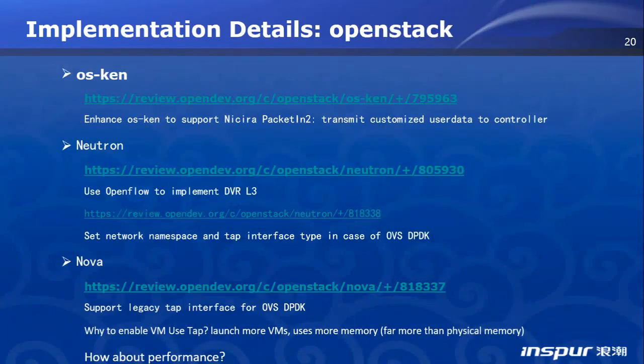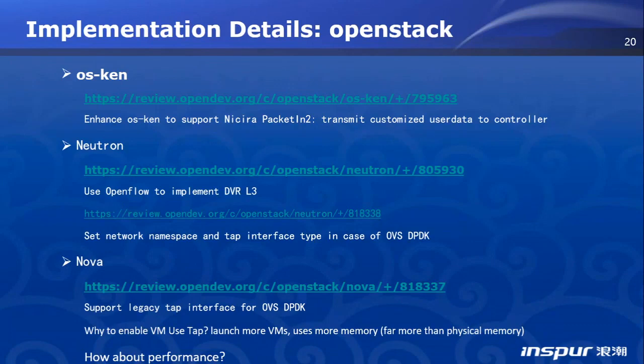For the OpenStack part, we enhanced OS-Ken to support the serialized packet-in too. This is used to support user data in the controller action. OS-Ken is a Python-based SDN controller. The Neutron OVS agent uses it. For Neutron, we implemented layer 3 routing, floating IP, SNAT, and floating IP QoS by OpenFlow pipeline. We also fixed the OVS-DPDK restart issue by changing Neutron to set the netns option for tap interfaces.